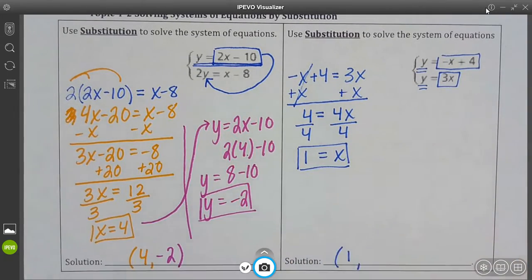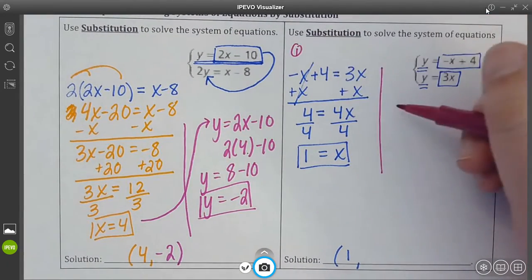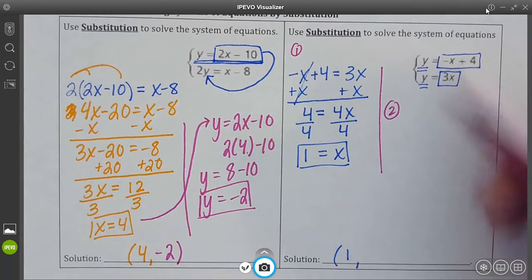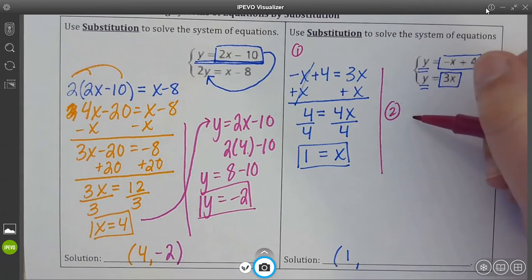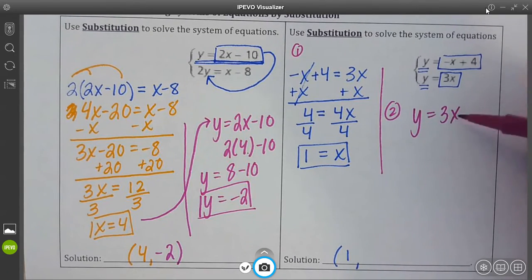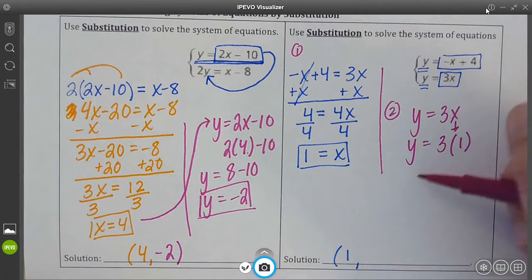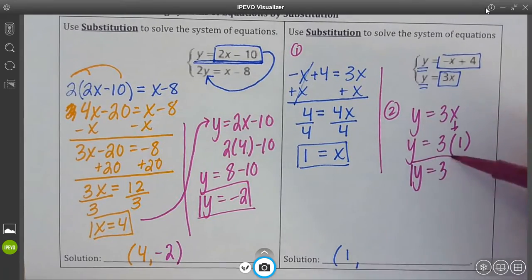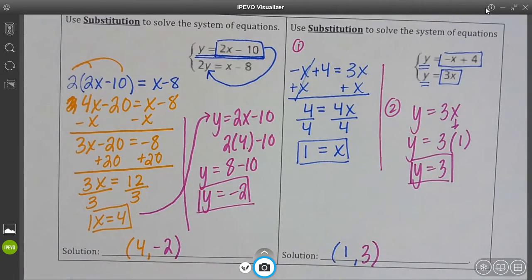Remember, we can write that as our ordered pair. We found the x value. But now we need to find the y value. So it's like a two-step problem. This was part 1. This is part 2. I'm going to take either of these equations, and I'm going to plug in my x value. So I'm just going to take y equals 3x. Well, now we know that x equals 1. So y equals 3 times 1, which is just 3. So my ordered pair, or the solution to my problem, is 1, 3.